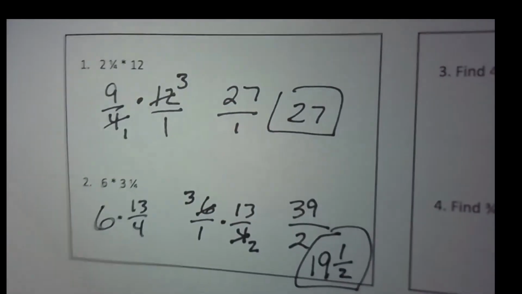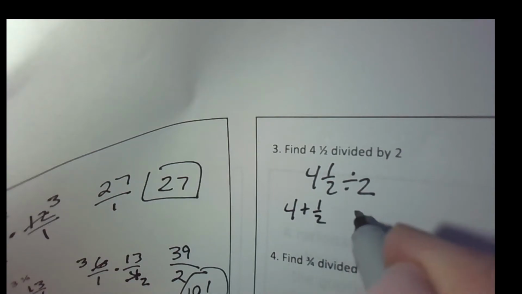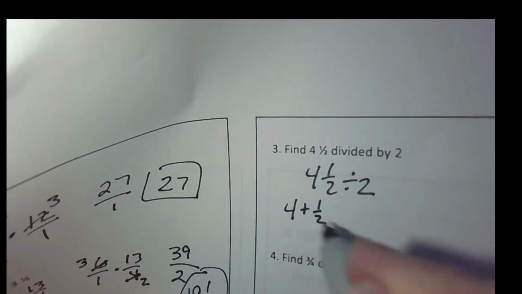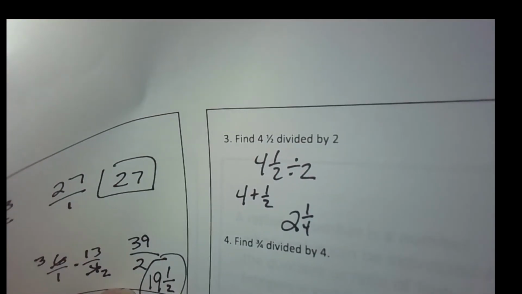Okay. Let's do a couple of division ones. Find 4 1/2 divided by 2. Okay, now you need to remember that when we're dividing, you can do multiplication with the reciprocal if you want to. Now this one, you might could do in your head with these numbers. That's no problem, okay? Remember this is really 4 plus 1/2, and we're dividing it into 2 equal pieces. So half of 4 is 2, half of a half is 1/4, so the answer is going to be 2 1/4.